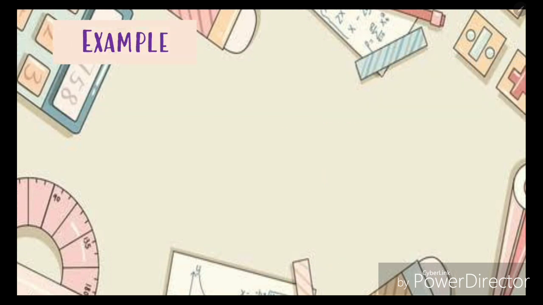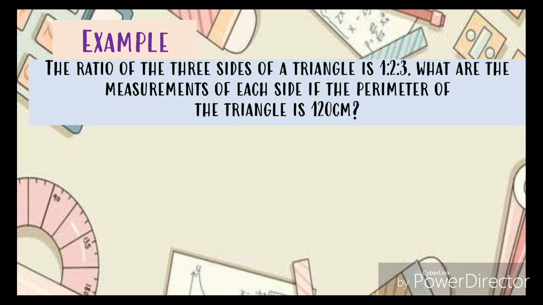Another example. The ratio of the three sides of a triangle is 1:2:3. What are the measurements of each side if the perimeter of the triangle is 120 centimeters? So, sabi 1:2:3. So, gawin lang ulit natin ginawa natin kanina. So, we have 1n plus 2n plus 3n is equal to 120 cm. So, kapag ganito, i-add lang natin mga whole numbers since pare-pareho naman silang n. 1 plus 2 is equal to 3 plus 3. So, we have 6n is equal to 120.